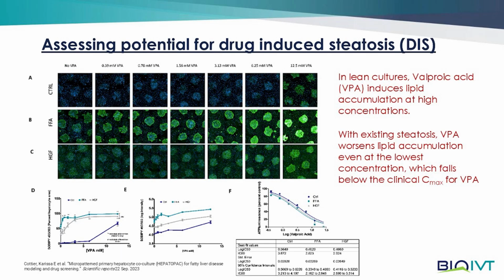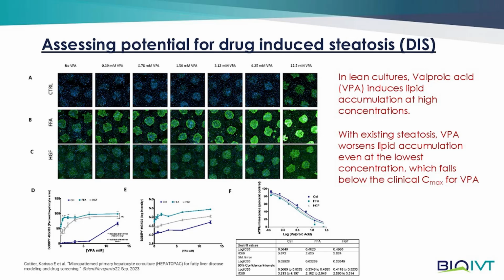We also looked at drug-induced steatosis. In these studies, we used valproic acid and used different backgrounds, so either control, free fatty acid treatment, or high glucose fructose. So the cultures were treated with these different medias, and then on top of that, escalating concentrations of valproic acid were used. So you can see with the control, for instance, only the highest concentration induced drug-induced steatosis, and that is well above the Cmax for this compound.